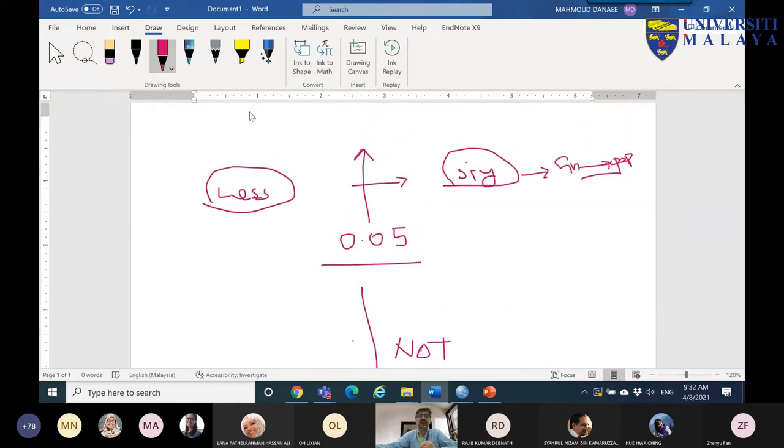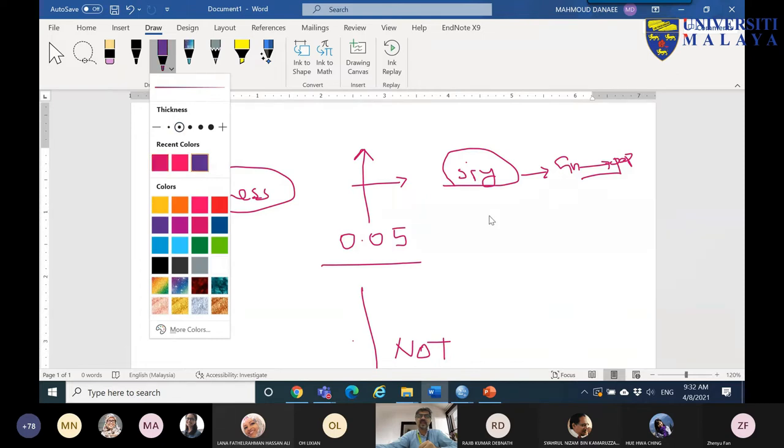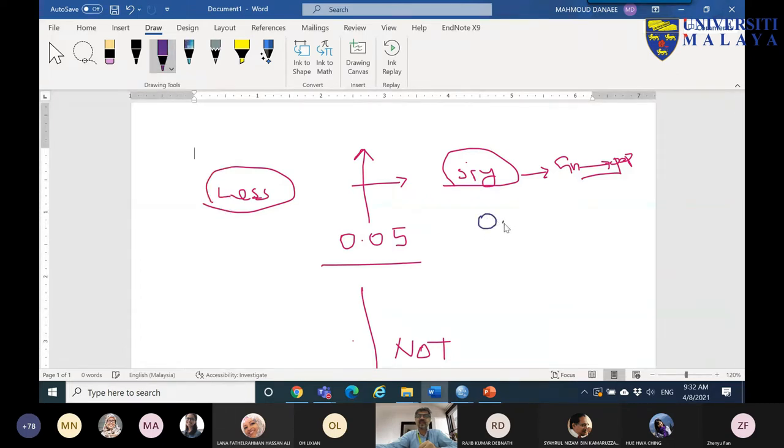Now I'm going to ask one thing. Suppose in one study the p-value was 0.049. Is it significant or not? Significant, it's less than 0.05. Great. And in another study, the researcher calculated the p-value as 0.051. Is it significant? Not significant, because it is more than 0.05.